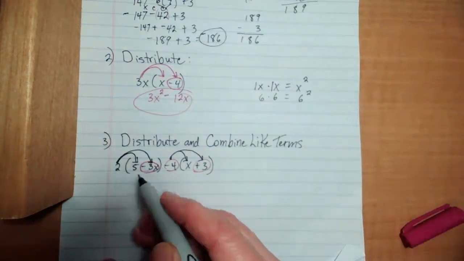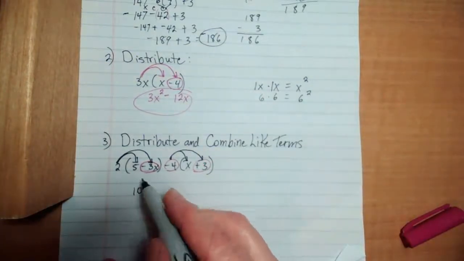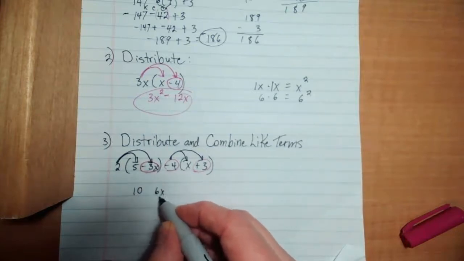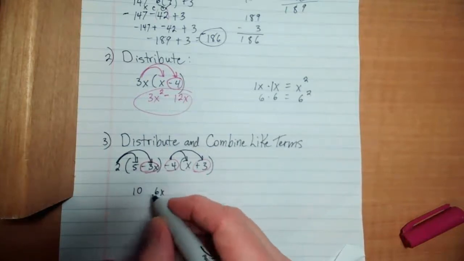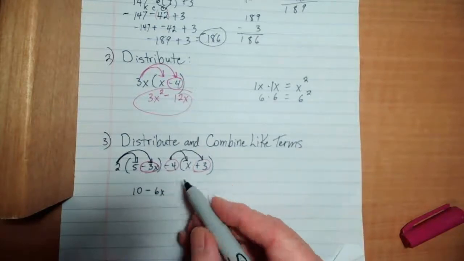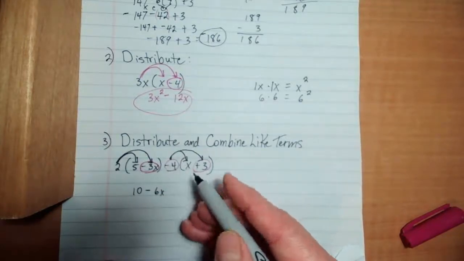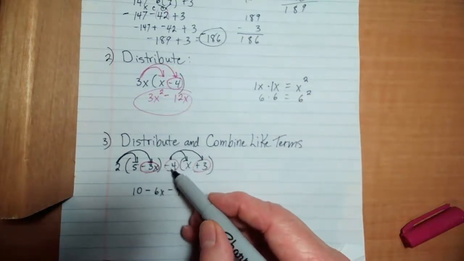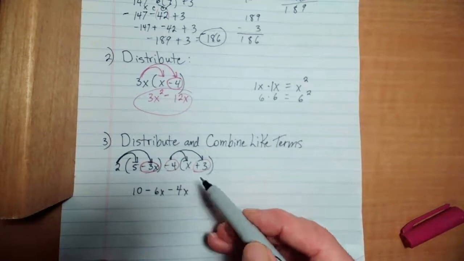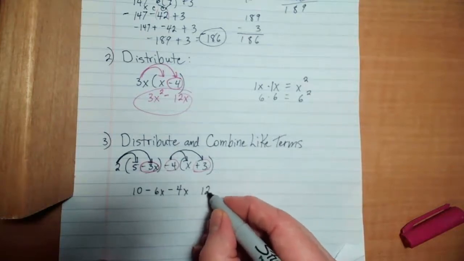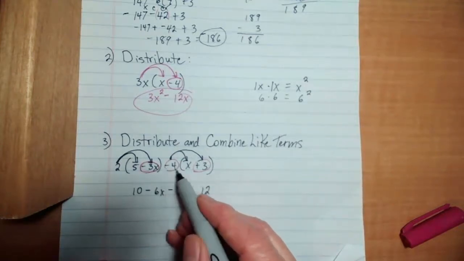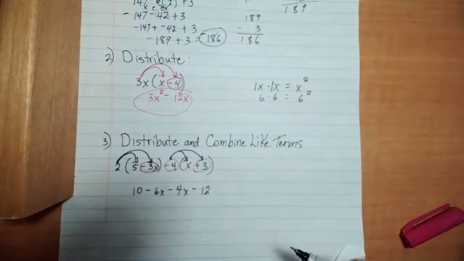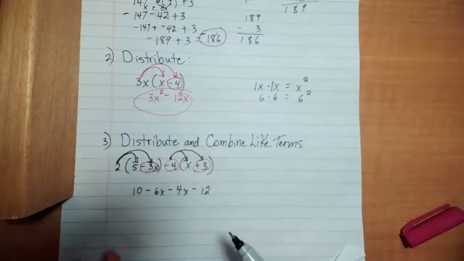So I have 2 times 5 will give me 10. 2 times 3x is 6x, and we have a positive times a negative, so it'll be a negative. Then we have a -4 times x, that'll be a -4x. And then we have a -4 times a +3. 4 times 3 gives us 12. Negative times a positive will give us a negative. And then I need to combine like terms.